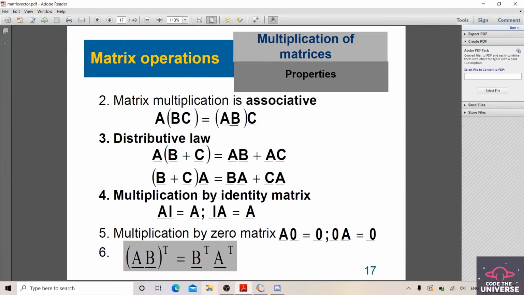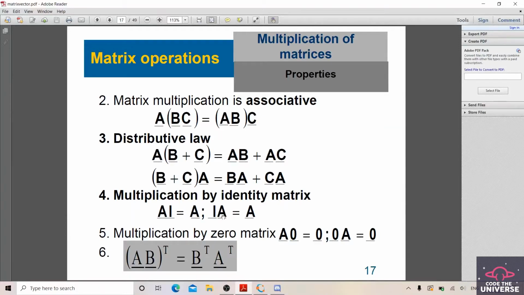So again, let's look at some more properties of multiplication of matrices. Here it's associative actually. So A into BC will be equal to AB into C. So that is something which is quite easy, not particularly useful in a lot of places except for proofs probably, but just good to know all this stuff before proceeding.